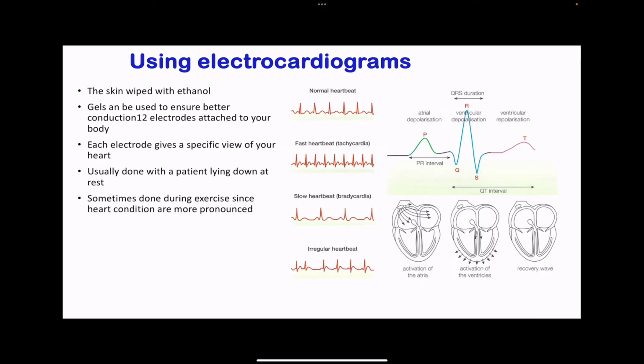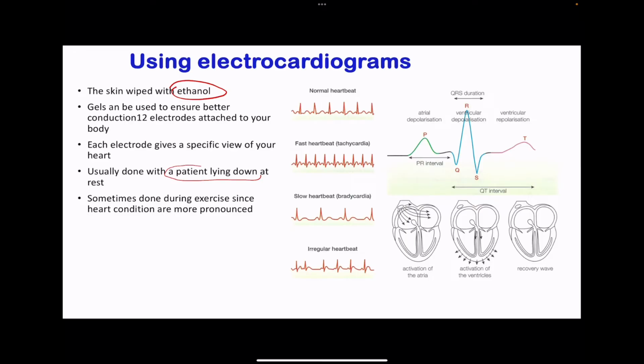In using the ECG, they can use ethanol to wipe the skin. This ensures any oily substances or things that will interfere with the electrical conduction are removed. It's carried out when the patient is lying down. And sometimes they could carry it out during exercise to see the heart's condition during exercise.